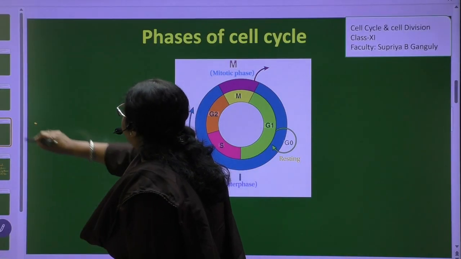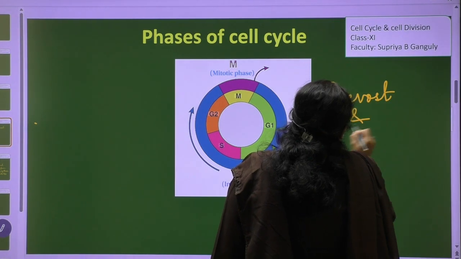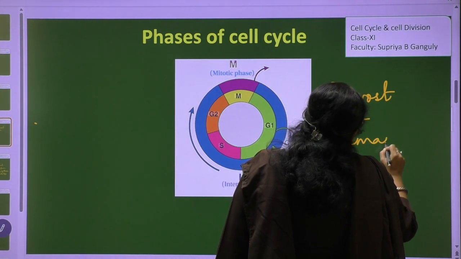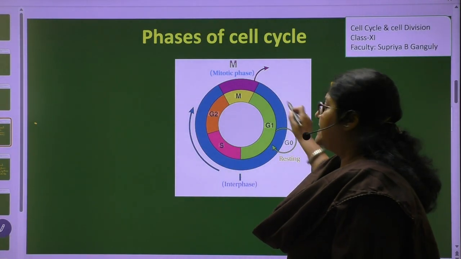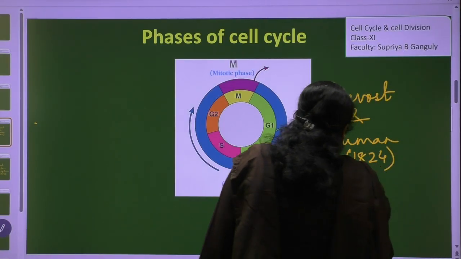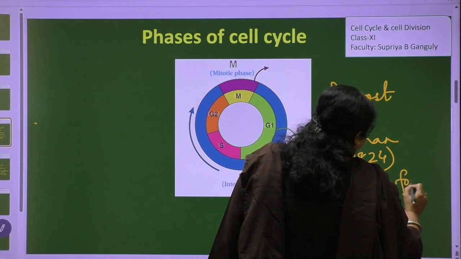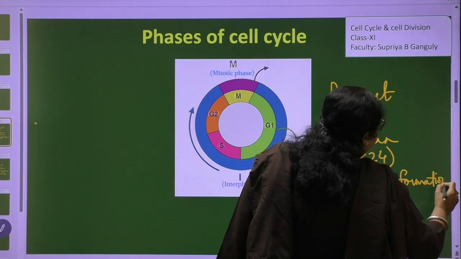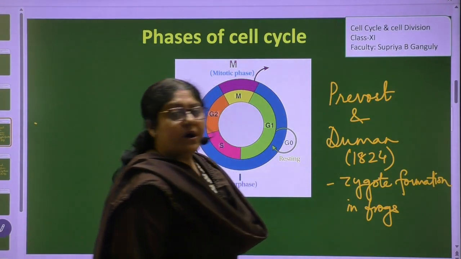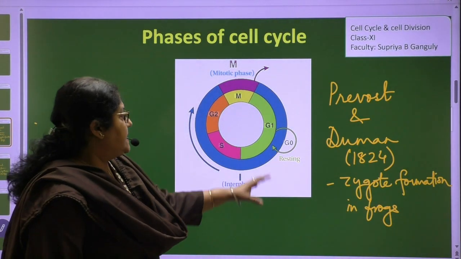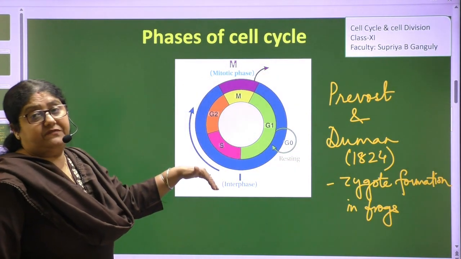The credit goes to two French scientists, Prevost and Dumas. In the year 1824, they discovered the sequence of events of the cell cycle when they were working on zygote formation in frogs. When they were working on the zygote formation in frogs, they discovered the cell cycle and they actually gave the entire sequence of events of the cell cycle.